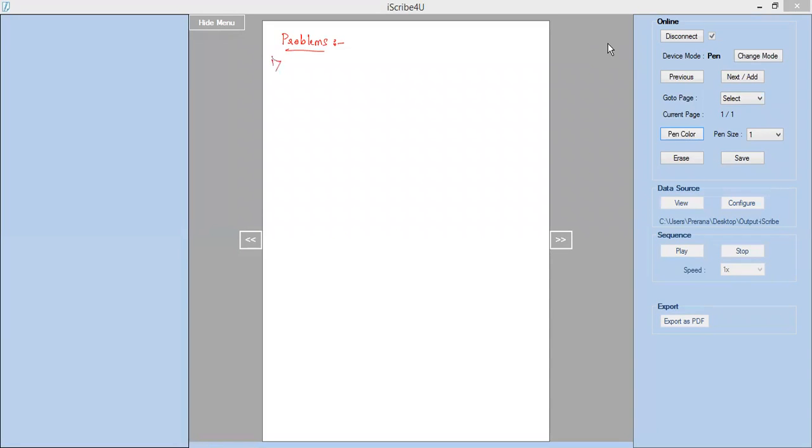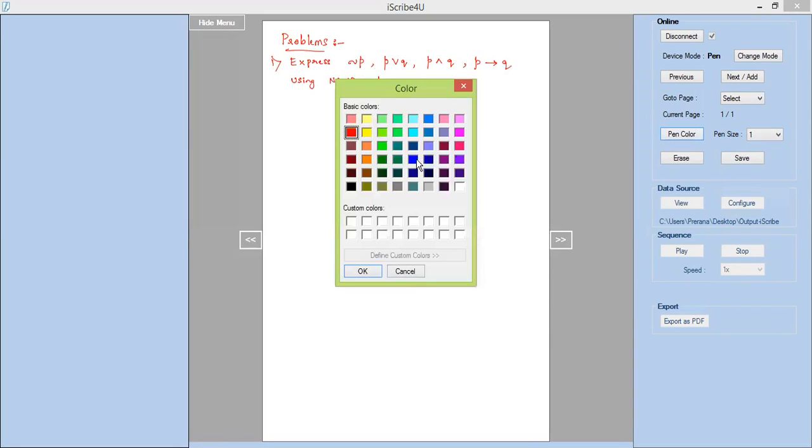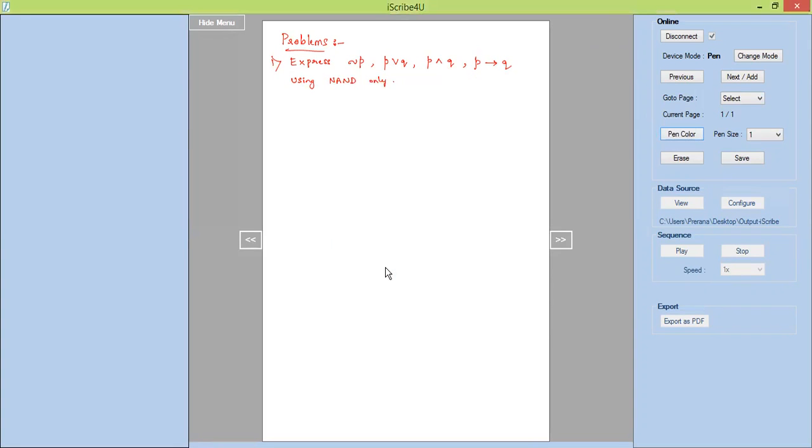First question. Express negation P, P or Q, P and Q, P implication Q using NAND only. We have to express negation P, P or Q, P and Q and P conditional Q using the NAND connective only. So let us do the solution for this.